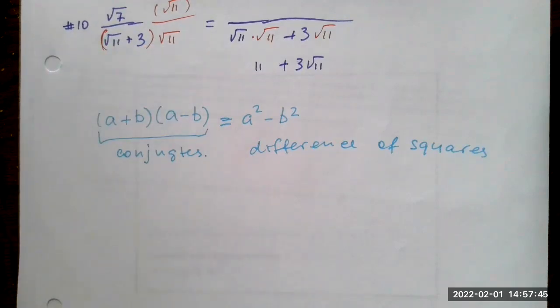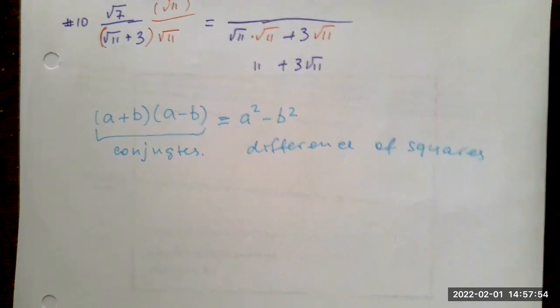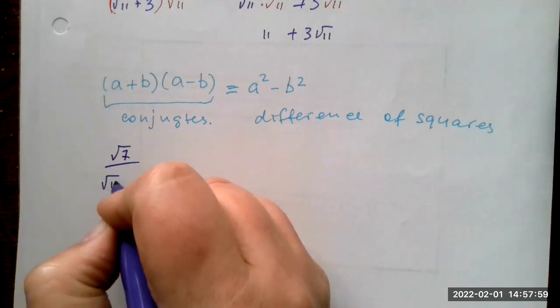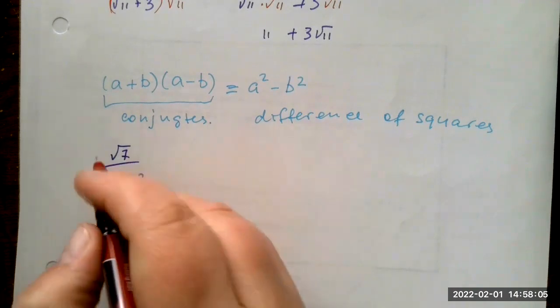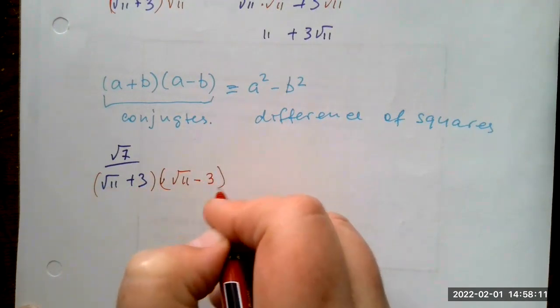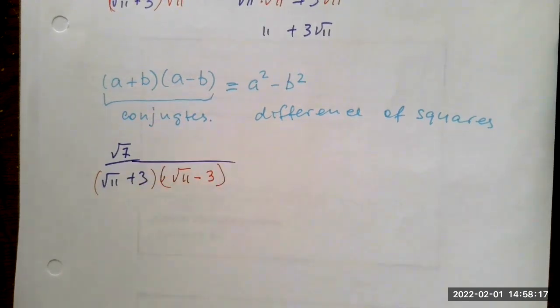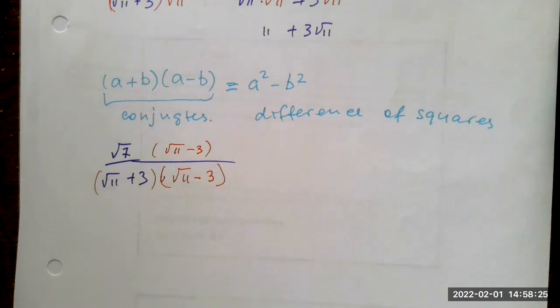So instead of multiplying by a single radical, we're going to multiply by a conjugate. So let's try. We started with square root of 7 over root of 11 plus 3 on the bottom. So the conjugate of the denominator is going to be root of 11 minus 3, right? And again, I have to multiply that same thing to the numerator.